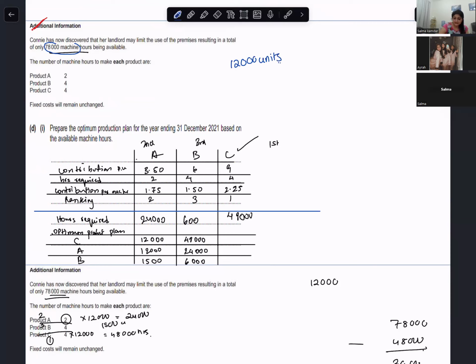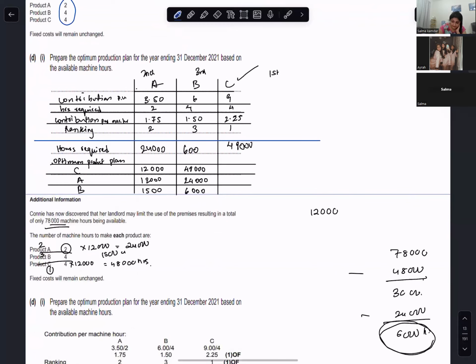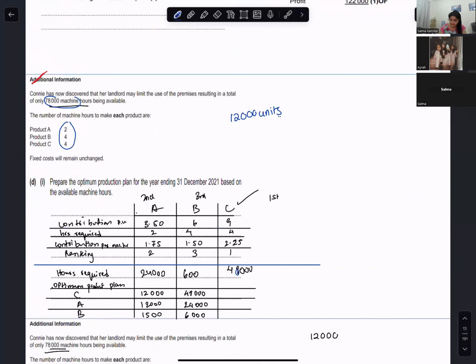And the number of machine hours is here. So for the first one, the ranking C, product C is first. So you'll do 12,000 into four, which will give you 48,000 hours. You have a total of 78,000 hours, so you will minus 48,000. What will you get? 30,000 is left.